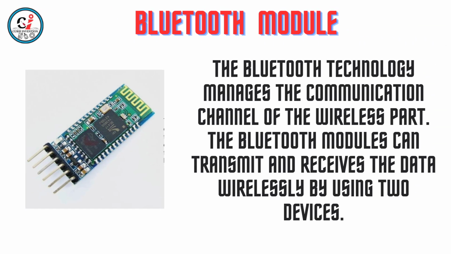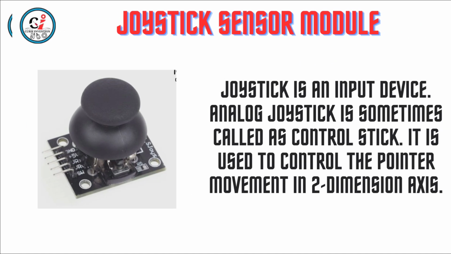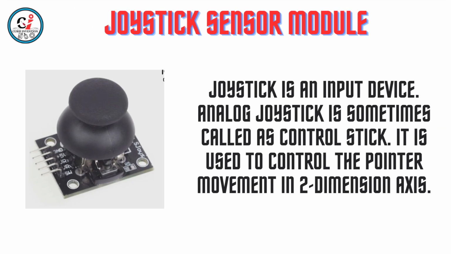Bluetooth Module. The Bluetooth technology manages the communication channel of the wireless part. The Bluetooth modules can transmit and receive data wirelessly between two devices. Joystick Sensor Module. Joystick is an input device. Analog joystick is sometimes called a control stick. It is used to control the pointer movement in a two-dimensional axis.